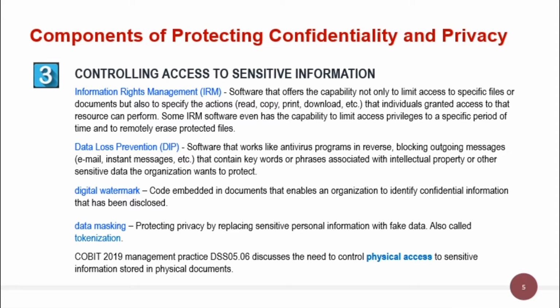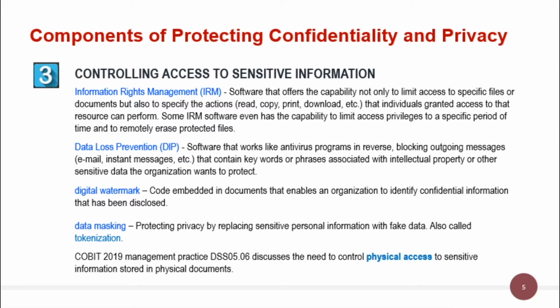And then data loss prevention. The software works like an antivirus program, where the system works to block outgoing messages like email, instant messages, and so on that contain keywords of risk associated with intellectual property. So data loss prevention is also like antivirus, yeah.